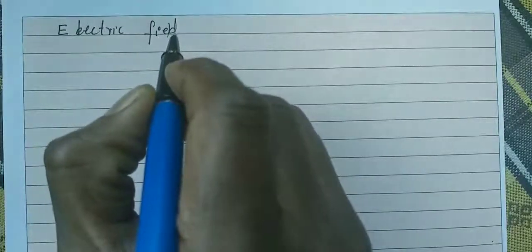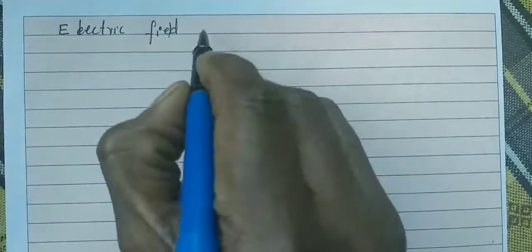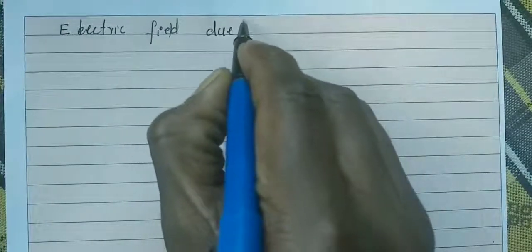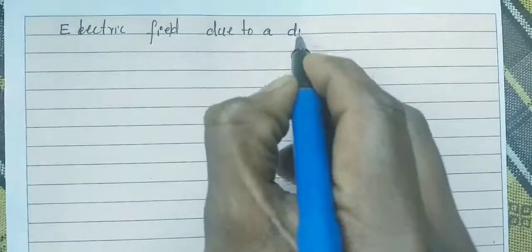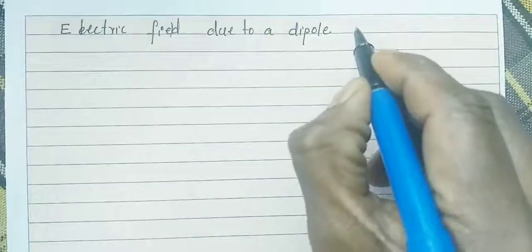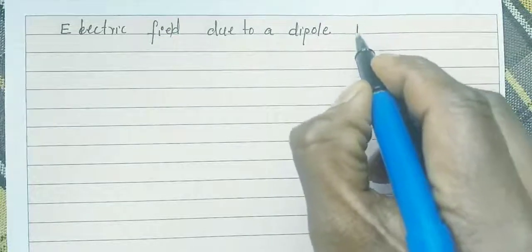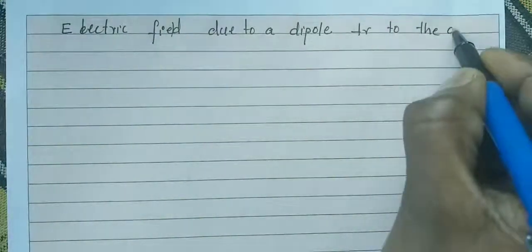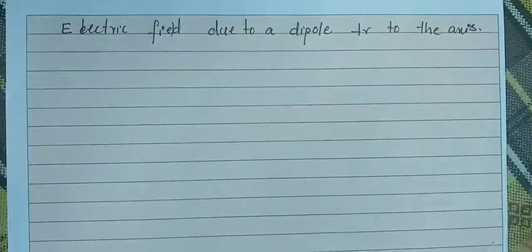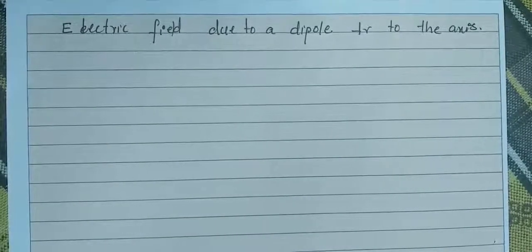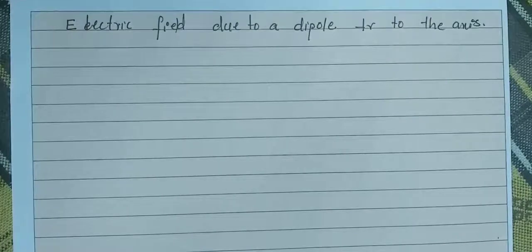Remember, this is electric field due to electric dipole, which is perpendicular to the axis of the electric dipole. I do not want to explain the electric dipole again because you have already studied this in the previous video. If you do not know what is electric dipole, please see the previous video. As you know, electric dipole is an arrangement of one positive and one negative charge separated by a very small distance.